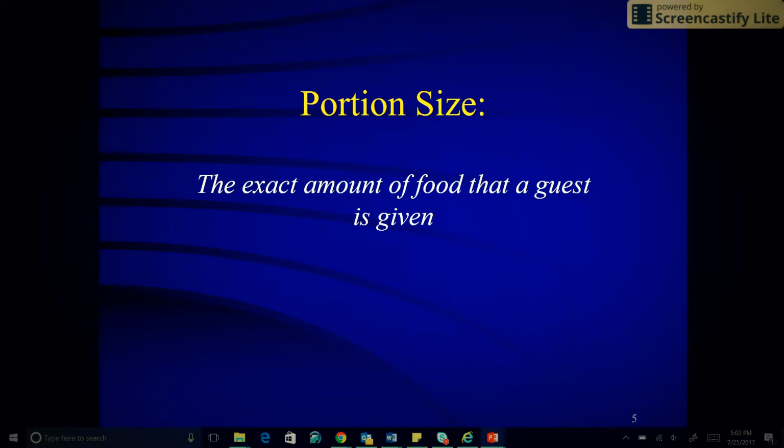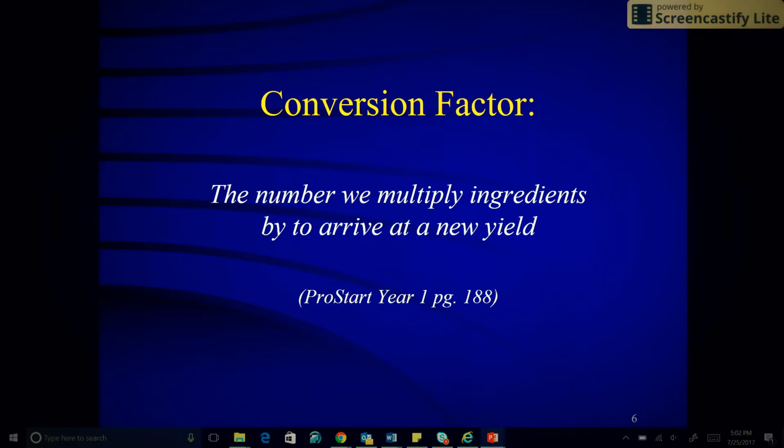So we talked a little bit about portion size before. It could be weight. I kind of already talked about that with the soup, but like a steak, when you order an 8-ounce steak, obviously once it cooks down, it's not 8 ounces, but that's the portion size. It's the 8 ounces. Each person is getting that 8-ounce steak. And conversion factor is new. This is going to make a little bit more sense when we get to the math portion of this, but this is going to be the number that we multiply ingredients by to arrive at a new yield.